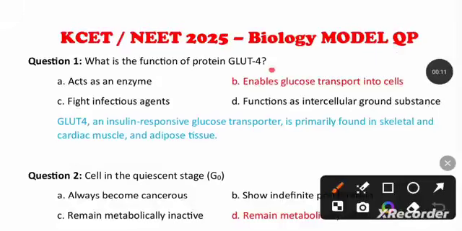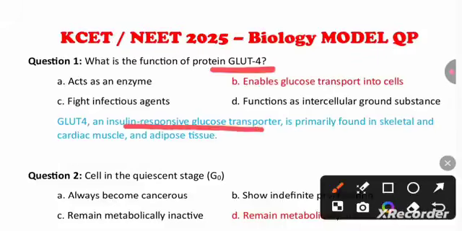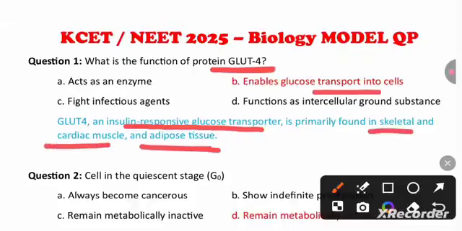What is the function of GLUT4? As you know, GLUT4 is an insulin responsive glucose transporter and it is primarily present in skeletal muscle, cardiac muscle and adipose tissue, and this enables glucose to transport into the cell from the blood. So this receptor helps to transport glucose into the cell.